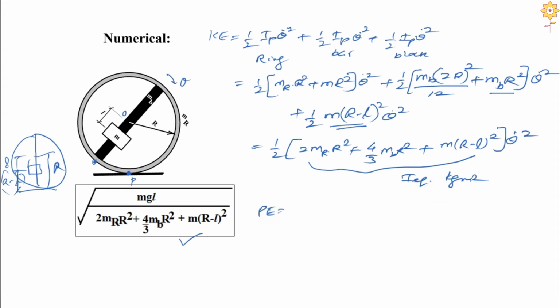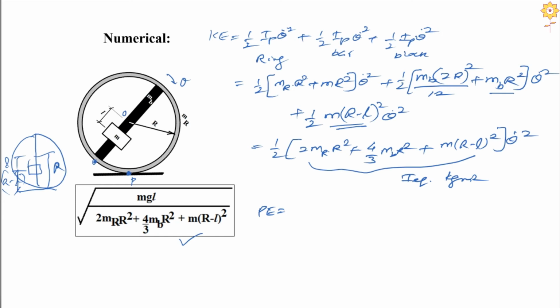Let me write the equation for potential energy. For the ring there is no change in the potential, right? And for the bar also the center of gravity remains at the same level, so there is no contribution of the bar in the calculation of potential energy. So the only change is by virtue of the block of mass m.